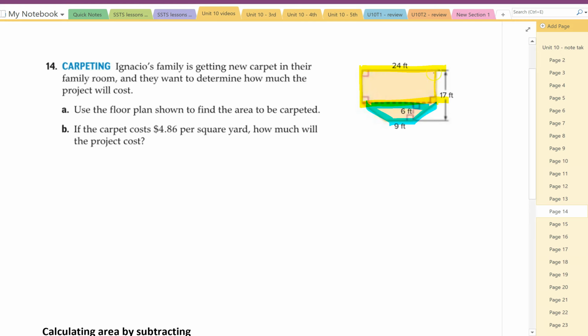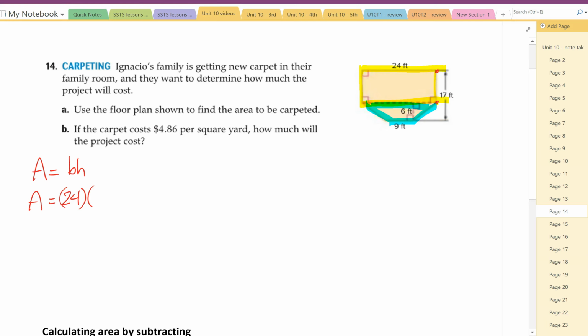Okay, so the rectangle is going to be pretty easy. First let's write down the formula. For a rectangle, it's just base times height, or you could say length times width. So I'm going to call this 24 the base, and now I just need to figure out the height. Well, it says the whole thing is 17 feet wide, but I only want to know from here to here for this rectangle.